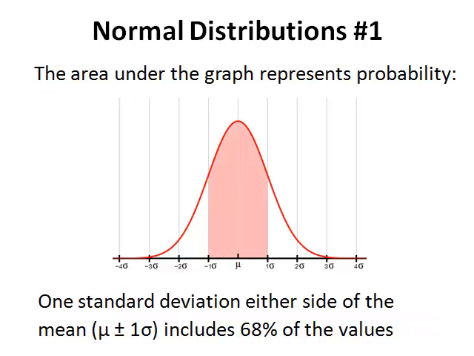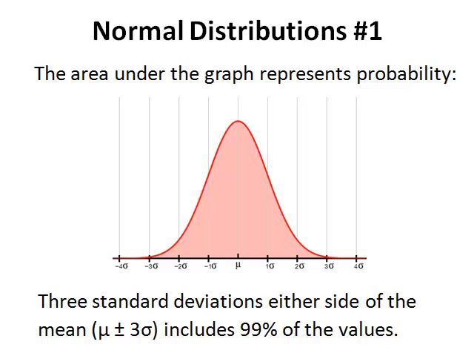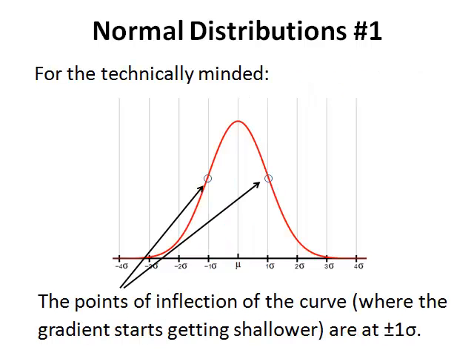The area under the graph represents probability, as we said before. One standard deviation either side, the shaded area, is 68% approximately of the values. Two standard deviations covers 95% of the values, and three standard deviations covers 99% of the values. That is, almost every value inside a normal distribution is within 3 standard deviations of the mean. For those of you who are technically minded, and this is not hugely important to achieve merit, the point of inflection where the curve turns from being increasingly steep to less steep is at 1 standard deviation.